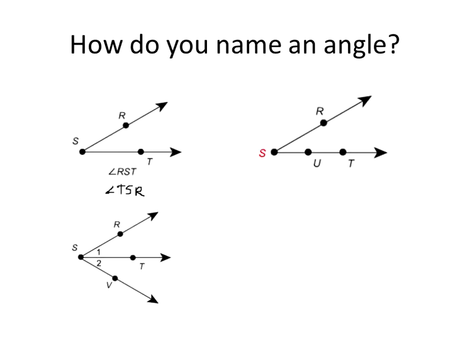I can't say RTS because that would mean that S is not the vertex anymore. The vertex is always going to go in the middle. That vertex is that point where the S is, or the point where the two rays come together. Okay?